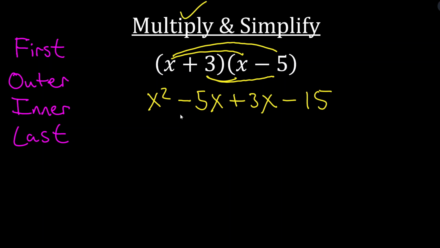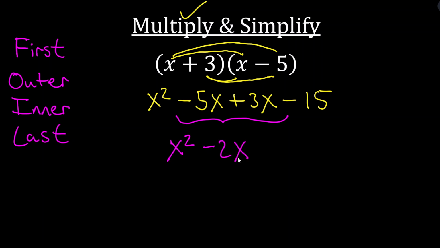And if you notice, we have two like terms here. They both have just x in them. So we can copy x squared down because that's the only x squared term. And now we need to combine these like terms, right? So we can add the coefficients together, -5 plus 3, which is -2.